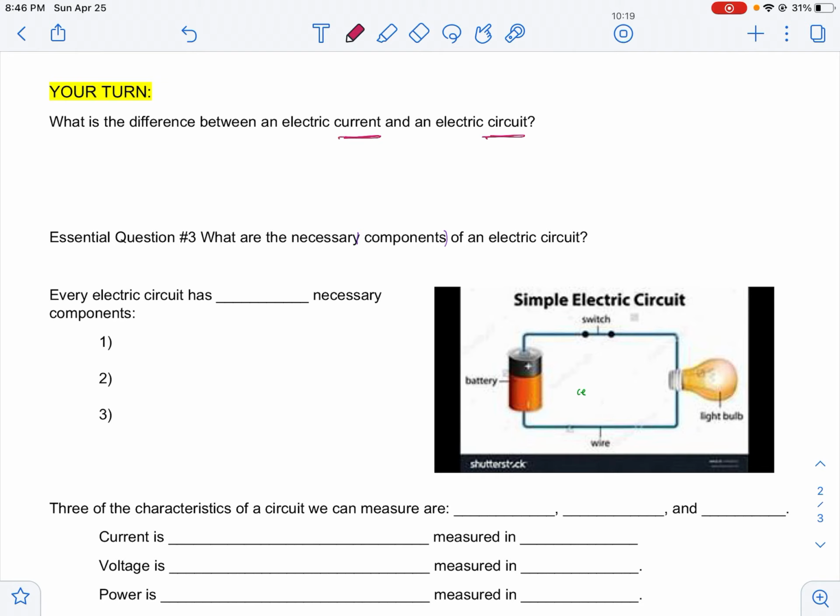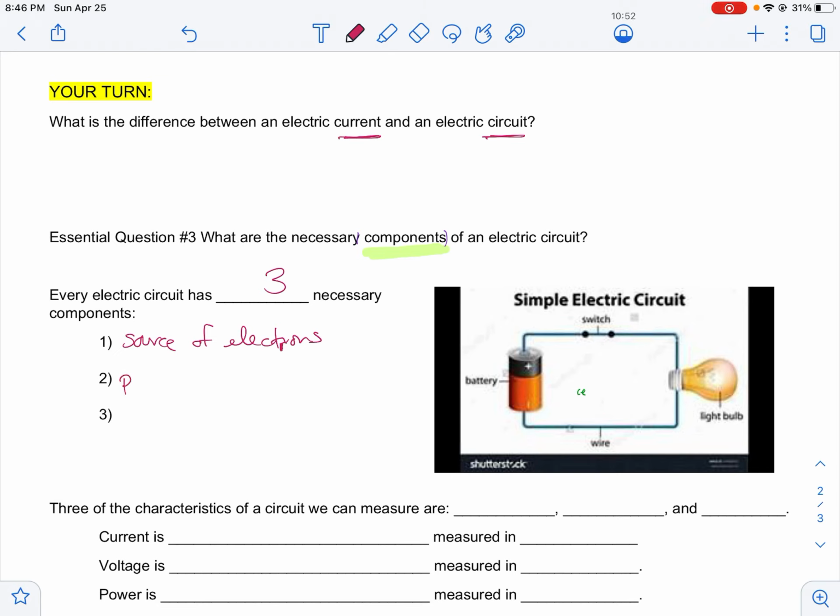All right. So let's take a look at this second or third question here, I guess. What are the necessary components of an electric circuit? So an electric circuit has 3 necessary components. So let's talk about those. It has to have a source of electrons. All the things that we build in class are going to use a battery as their source of electrons, but you could plug something into a wall, or you could hook it up to a solar panel. You know, that would be a source of electrons as well.